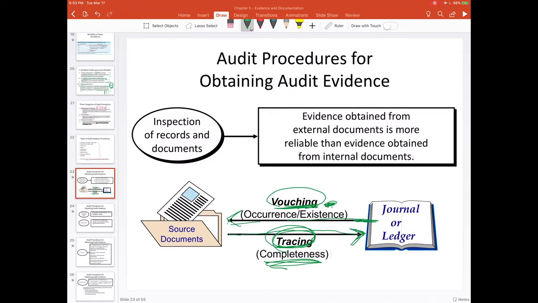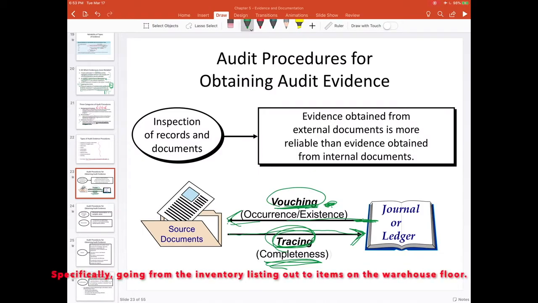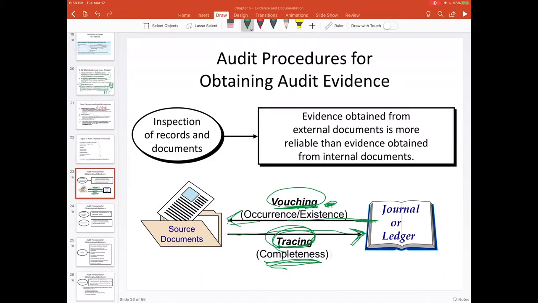So if we think back to my inventory detail that I had, if I said I was vouching items from my inventory detail, that's me going out and finding those items in the warehouse, right? I'm testing their existence. But if I'm tracing, basically the terminology would be, okay, I find the items on the warehouse floor, which is my source. I'm finding my items on the warehouse floor and I'm tracing them back to my inventory detail or my accounting record. And the reason why I'm pointing this out is these are just good vocabulary words to know.